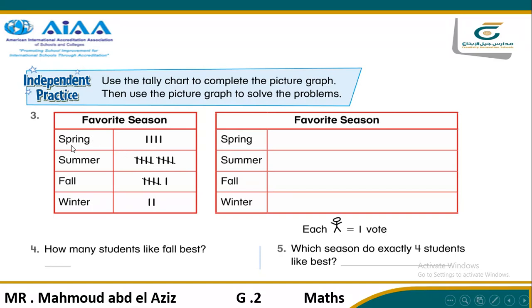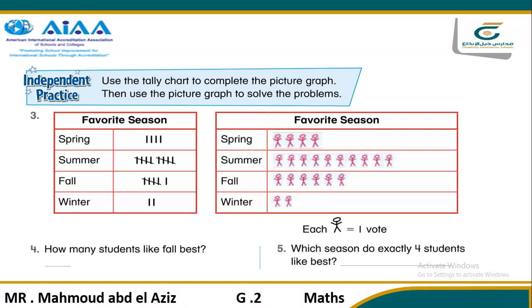So we will start with spring. We have here 4. So we will draw this shape here 4 times. So that's number 1 here. And the second one, that's number 2. And the third and the fourth. What about summer? It will be what? Excellent. 10. Because we said before, that's a group equal 5 and another 5. So 5 plus 5 equal 10. What about fall? Here we have one group which equal 5 and another one here. So 5 plus 1 equal 6. Excellent. So we will draw it 6 times here. What about winter? It will be 2.